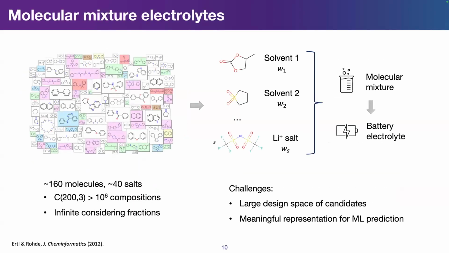Now let's see this combinatorial complexity in an example, molecular mixtures. If we have a large space of different molecules and we want to select some and mix them together to form an electrolyte for a battery, with 200 components and just 3 selected, there could be more than millions of compositions, and this could be infinite if we consider the fractions. So the challenges here are twofold. First, this is a really large design space, so we can't test them one by one. That's why we need a machine learning model. And this brings us to the research question of how we represent this to make a machine learning model.